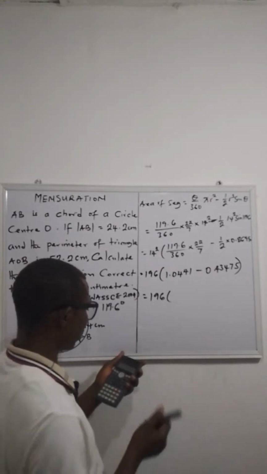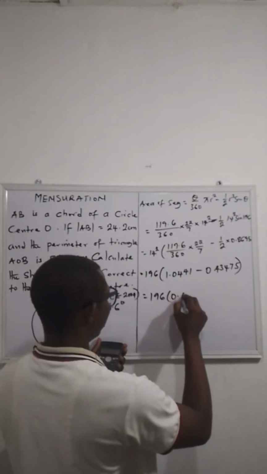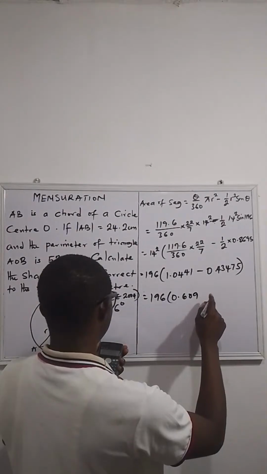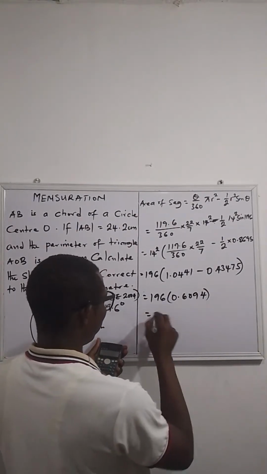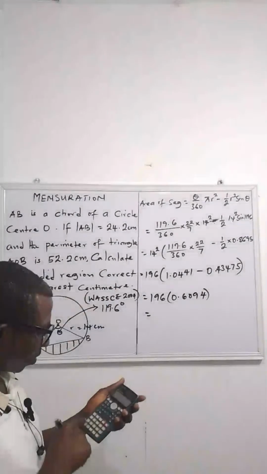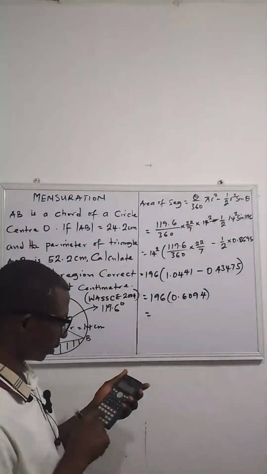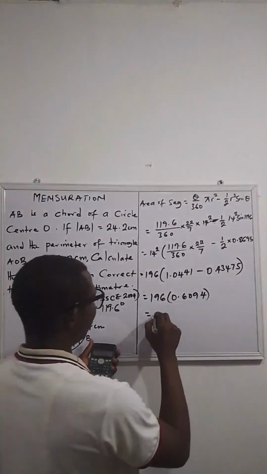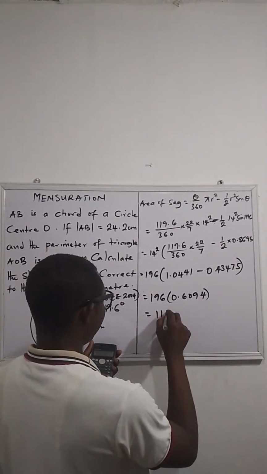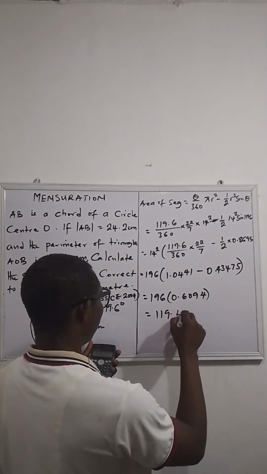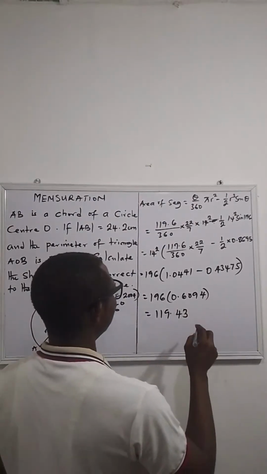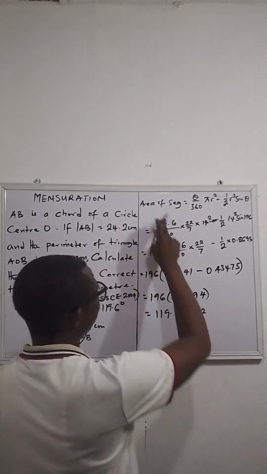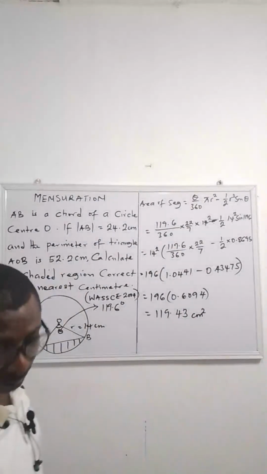Okay, so now here I have 0.66093 before. So we can multiply that by 196. Okay, so to do that, you have 119.43, and that is going to be in centimeter square, because we're actually looking for the area of the segment.